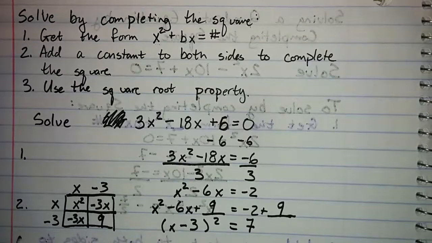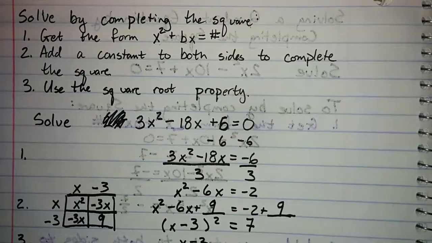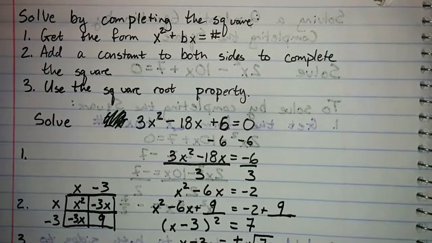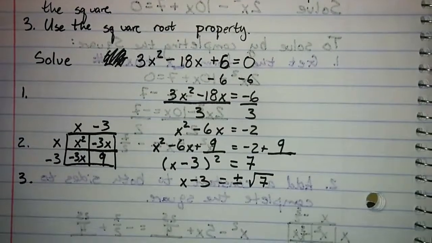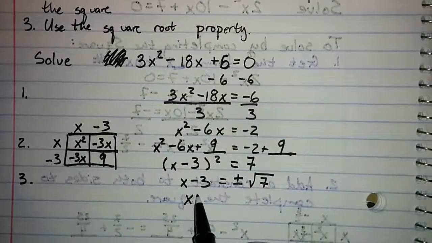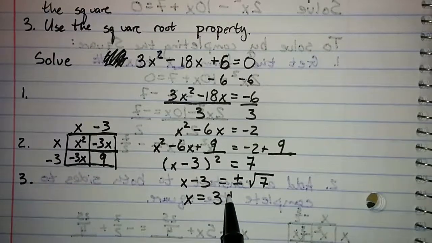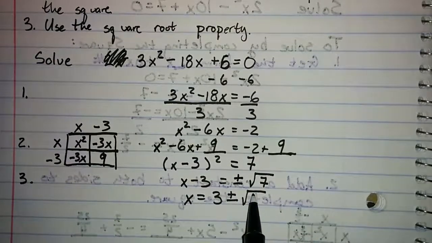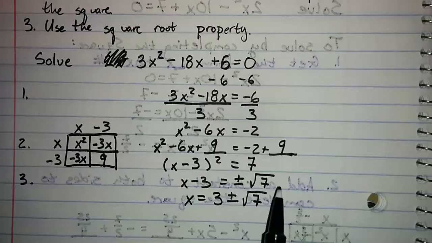Now we'll use the square root property and say x minus 3 is plus or minus root 7. That is, x equals 3 plus or minus root 7. Notice 7 is a prime number, so we certainly can't simplify that square root.